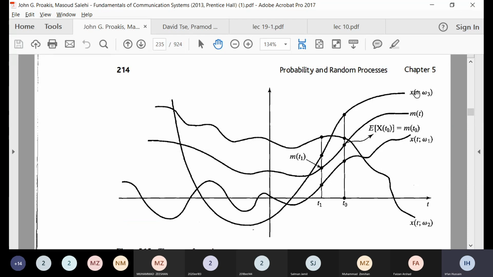So these are the various manifestations of the random process. This one, and this one, and this was the mean function, and this is the mean function. So at various times, this gives the mean of the random processes, which constitute various mappings or various manifestations of the random process with respect to various outcomes of the random experiment.